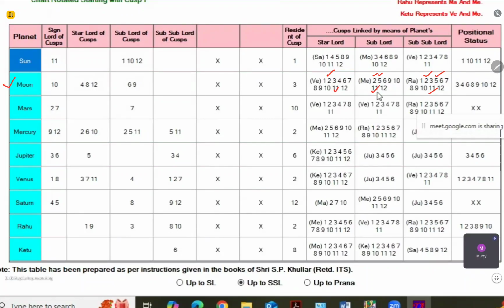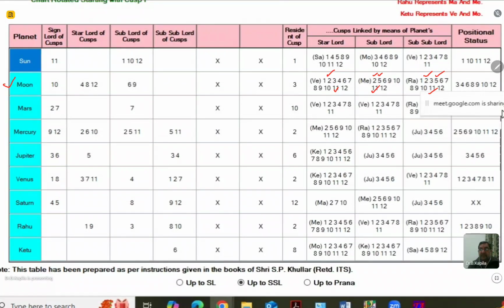Okay, that is okay. That is the first case. The second case is that moon through the star lord is giving 11, and through the sub lord is also giving 11. No 2, no 5. What does this mean? That is not giving the promise. The strong desire is there, but promise is not there. There is no problem. Or still you have a doubt?